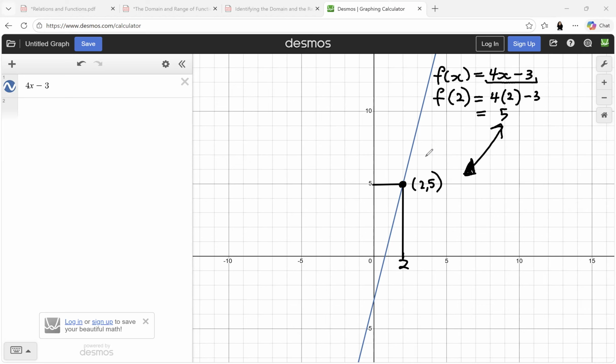It's related because when x is equal to 2, y is equal to 5 on that graph, right? So if I wanted to find f of 1, for instance, I could work it out algebraically, or I could look at the graph and see what the y value is when x is equal to 1. Can you find what the y value is when x is equal to 1 from the graph?